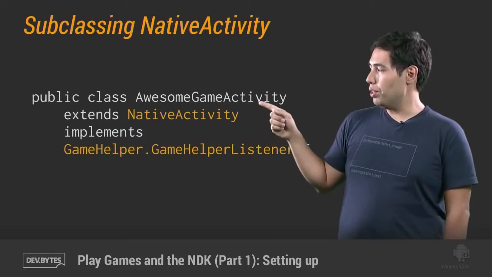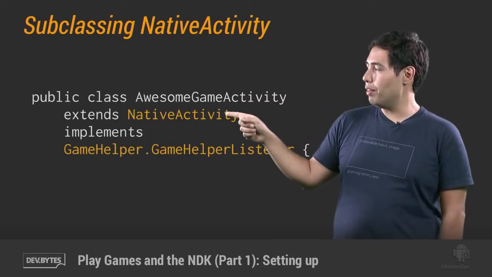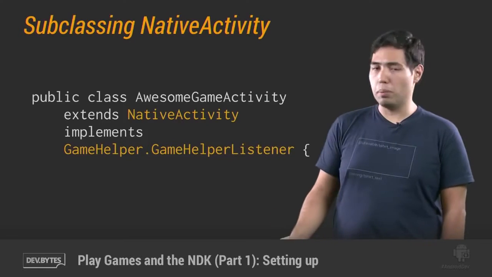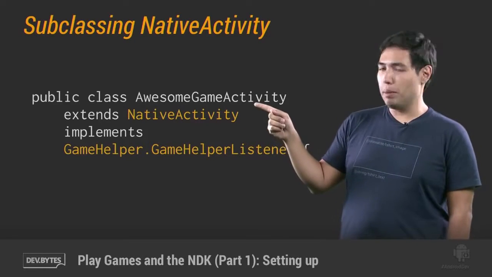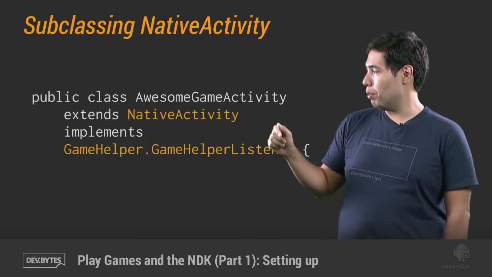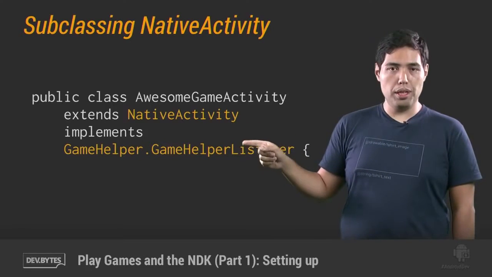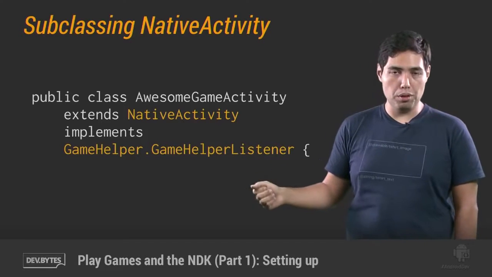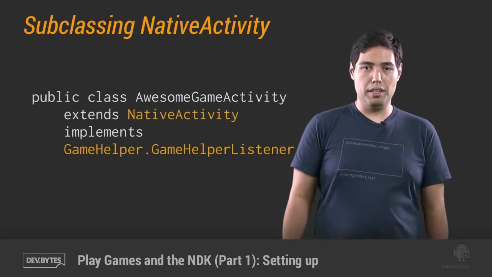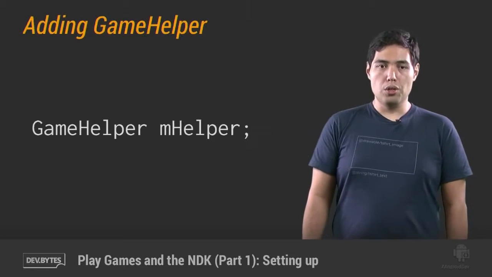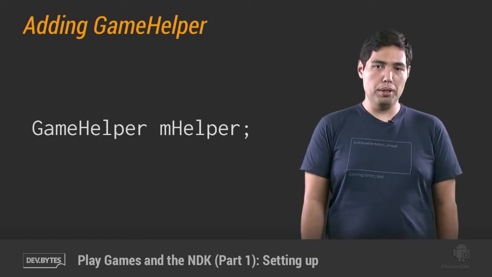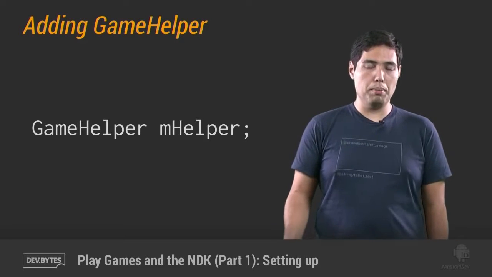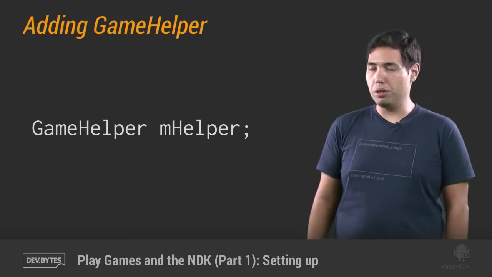So before anything, we start with native activity, and then we derive our activity class from it. So in this case, our game is called Awesome Game. So we are deriving Awesome Game activity from native activity. Since we're going to use the game helper, which is also in the samples, we also implement GameHelper.GameHelperListener, which is the listener class that GameHelper uses. So next we declare GameHelper inside of our activity, and we're going to have to manage its lifecycle. Remember, this is actually done by base game activity, but it's not actually very hard to do it yourself.